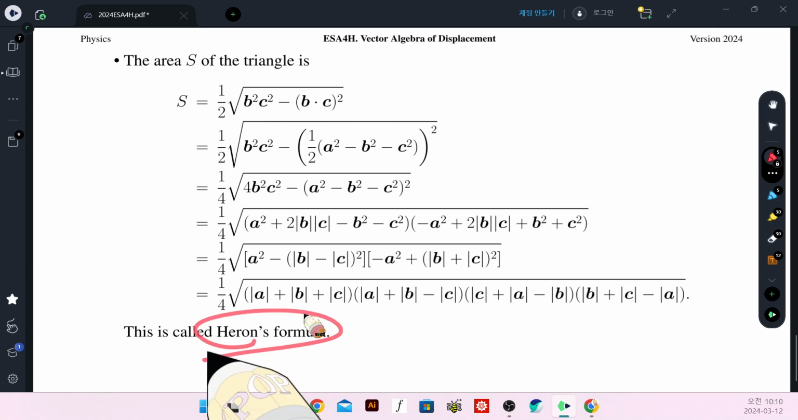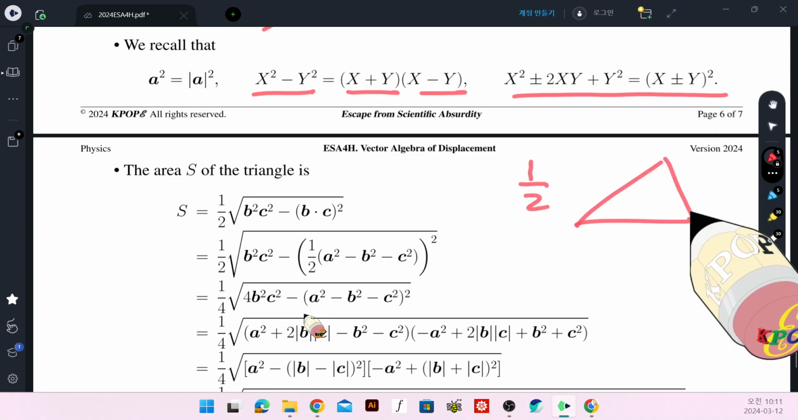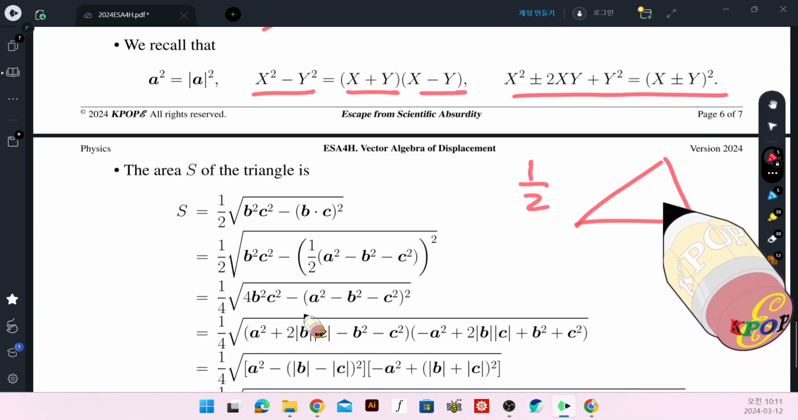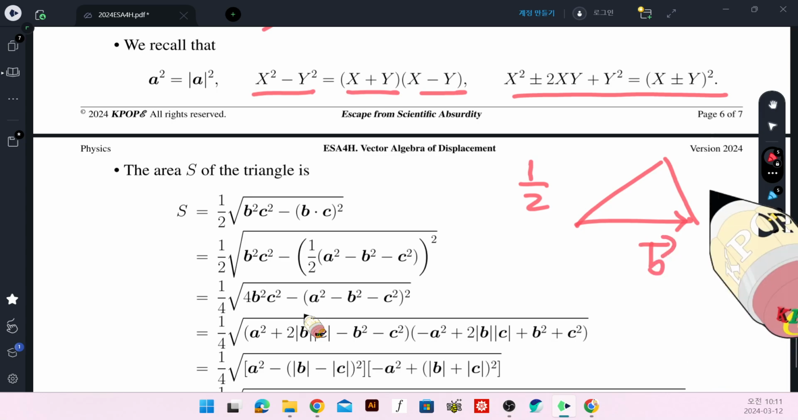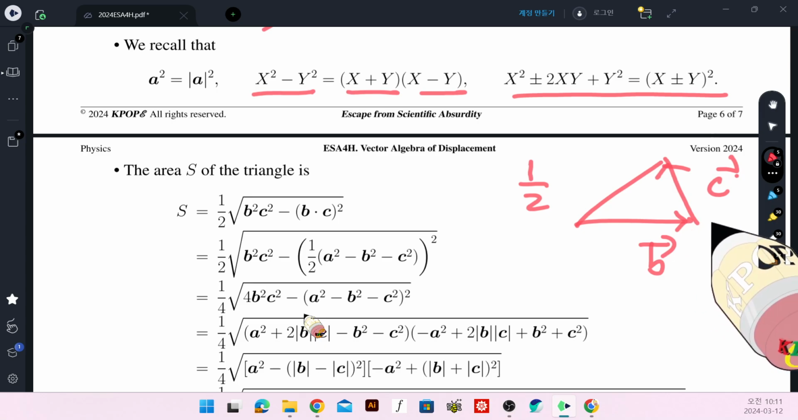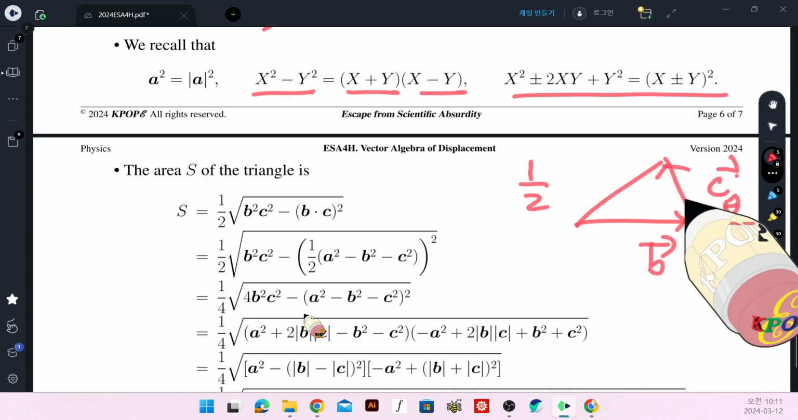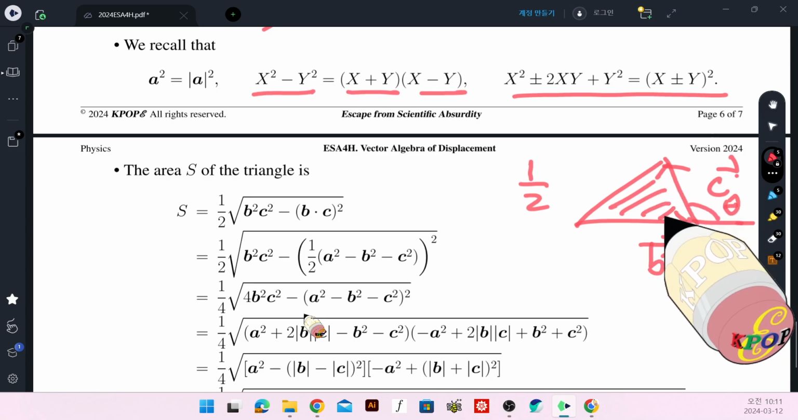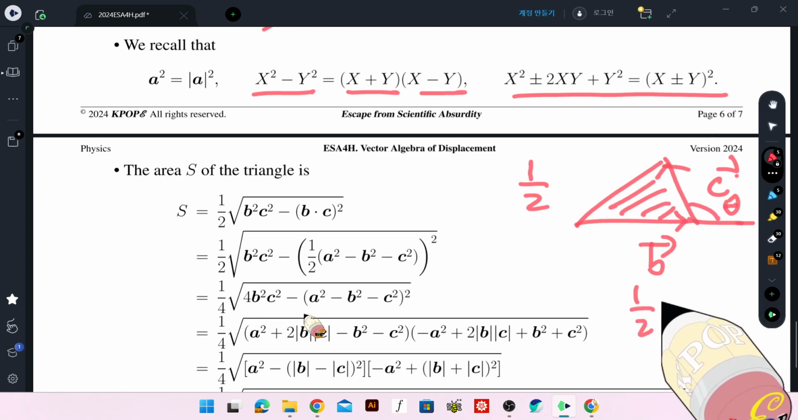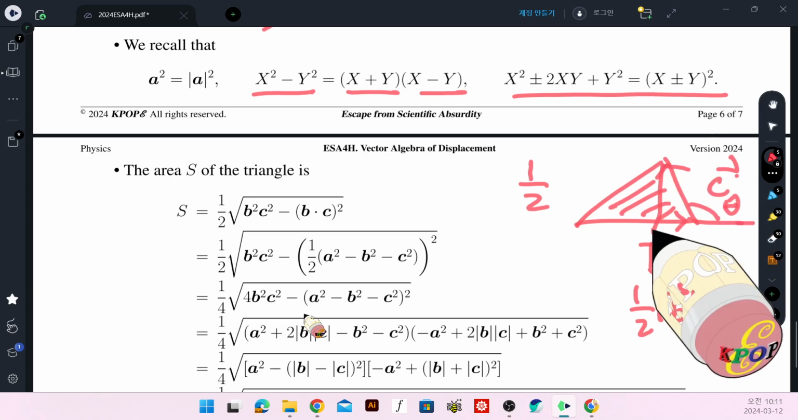It is very simple. Take one half of the area of a triangle. For example, this is B and C. The angle between B and C is this, theta. Okay, what is the area of this triangle? That is 1/2 the magnitude of B and the magnitude of C multiplied by sine theta. C sine theta is the height of this triangle.